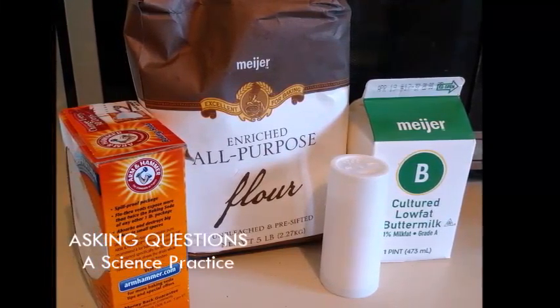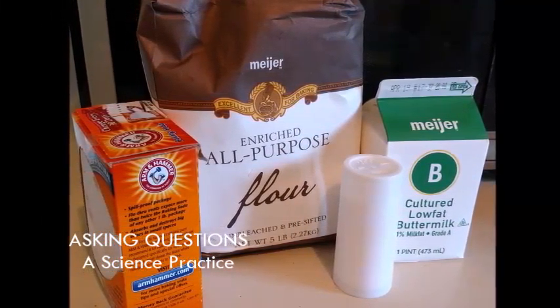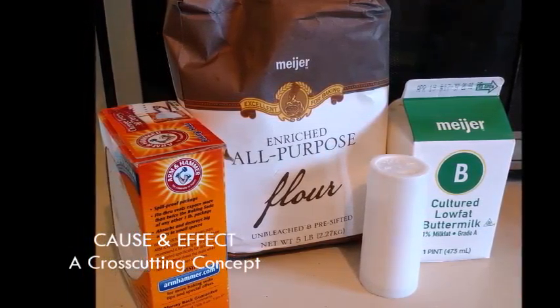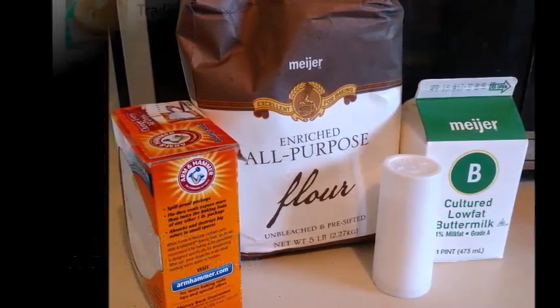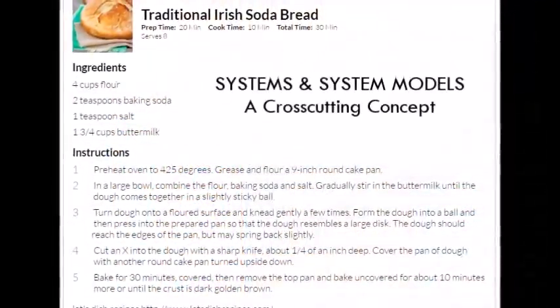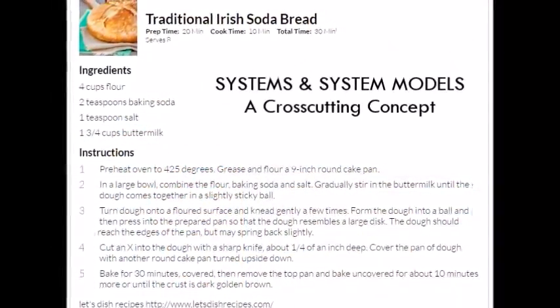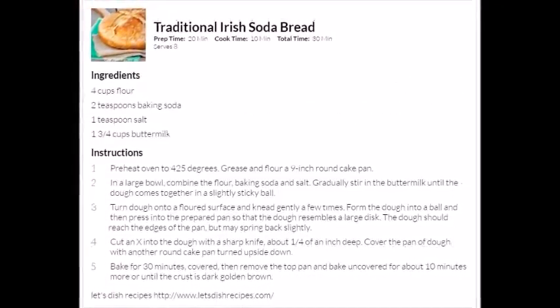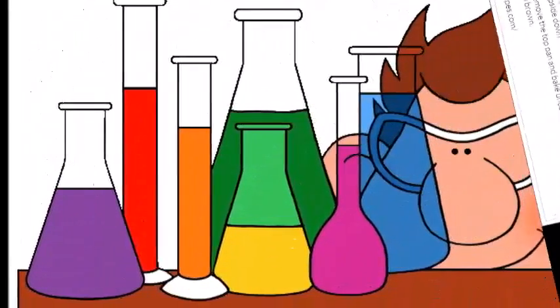So, asking questions just like scientists do, I wondered how my bread would rise. I needed to find what caused this effect. My system included a recipe with a set of ingredients and instructions to follow. But what was so special about my ingredients? I observed their properties and realized that it was all about chemistry.